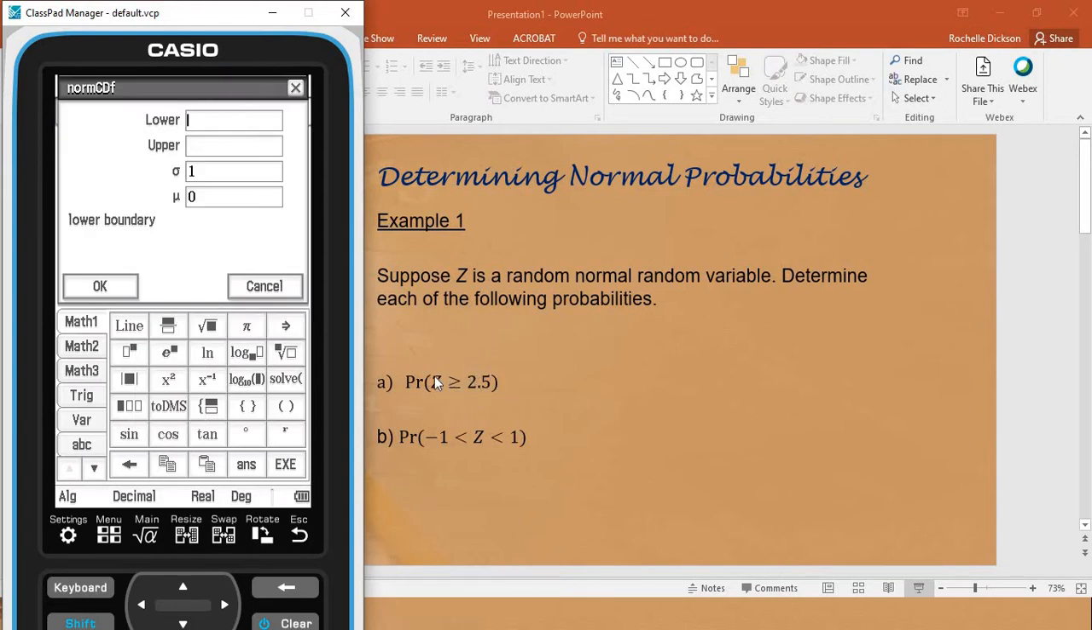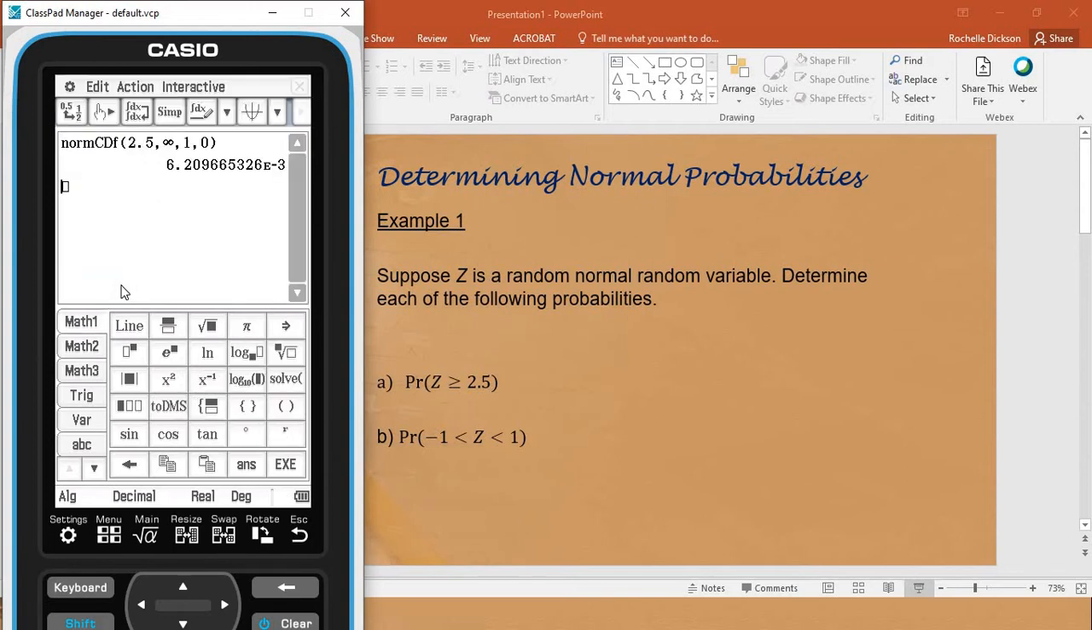We've got Z greater than 2.5, so our lower value is 2.5. Our upper value, remember that the normal distribution extends from negative infinity to infinity, so our upper value is infinity, our standard deviation is 1, and our mean is 0. And we get this answer.